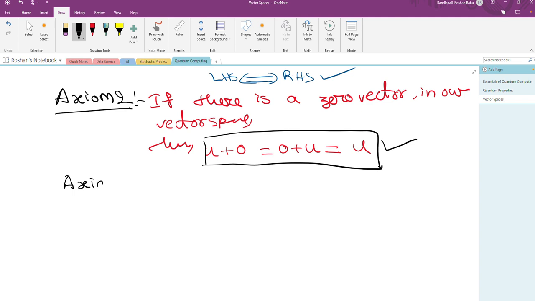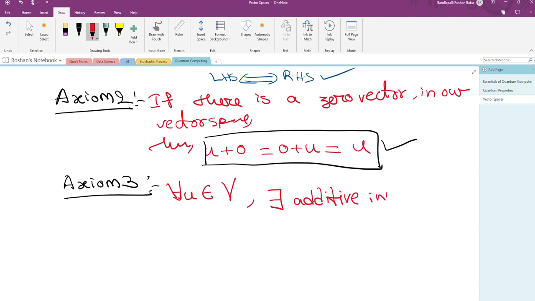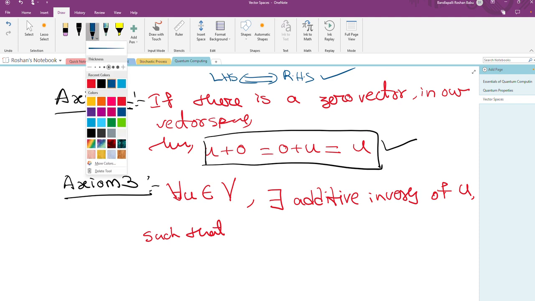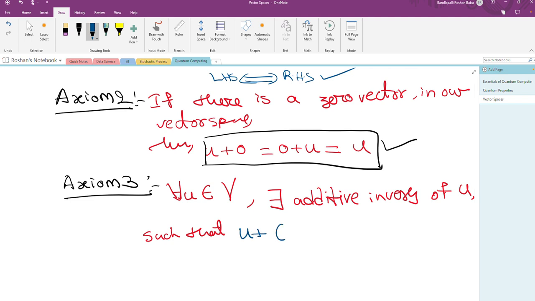Next, axiom 3, which means for all vector u belongs to vector space V, there exists an additive inverse of u, such that u plus its additive inverse, change the symbol, equal to minus u plus u, should be equal to 0. Okay, this is the third property.